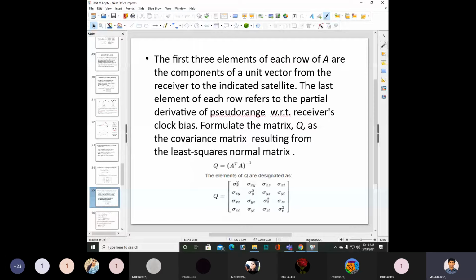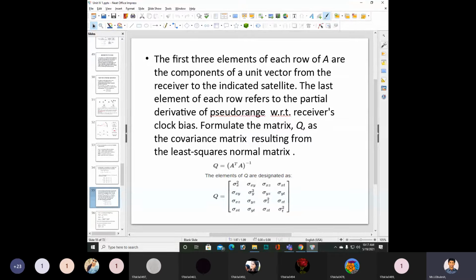The first three elements of each row of matrix A are the components of a unit vector from the receiver to the indicated satellite.